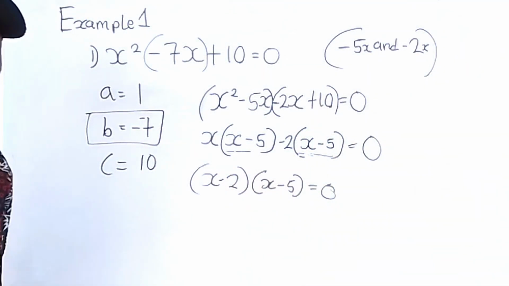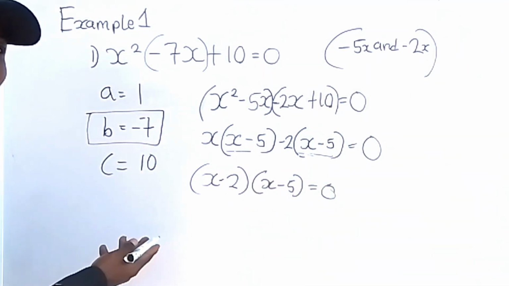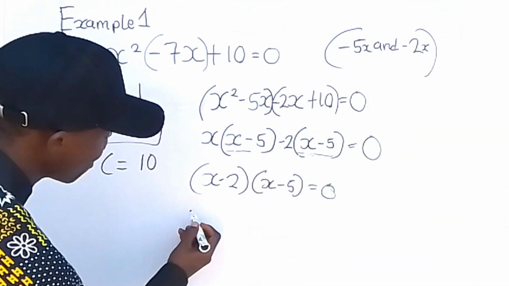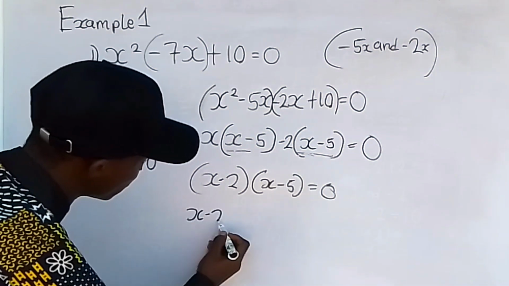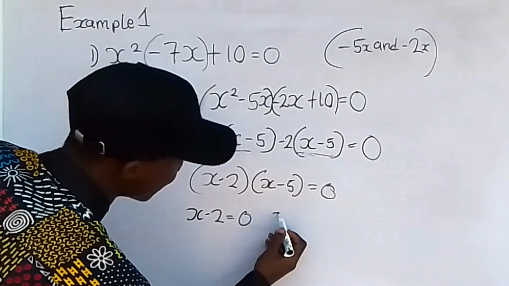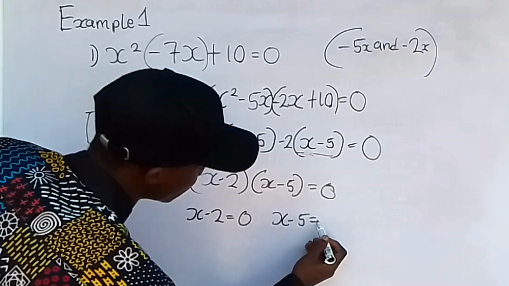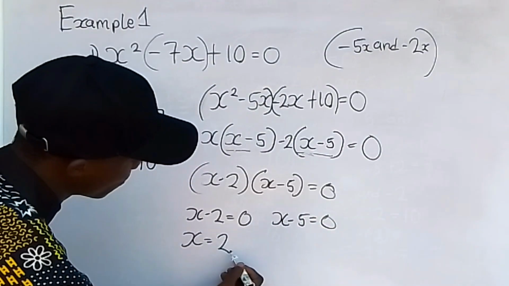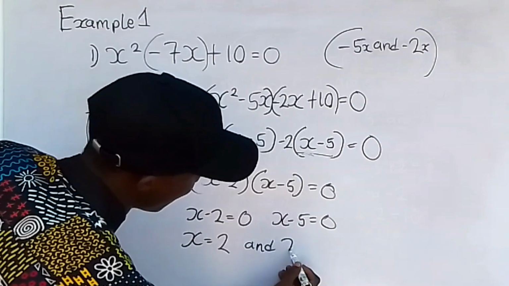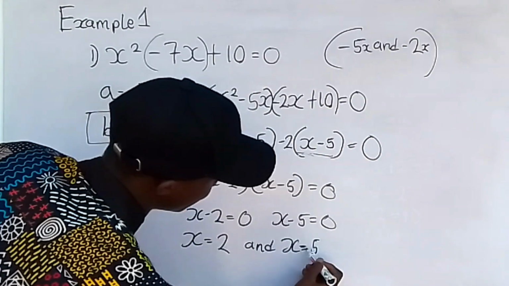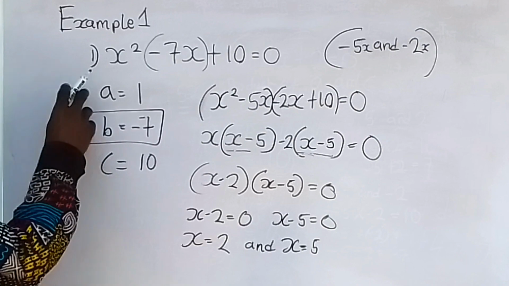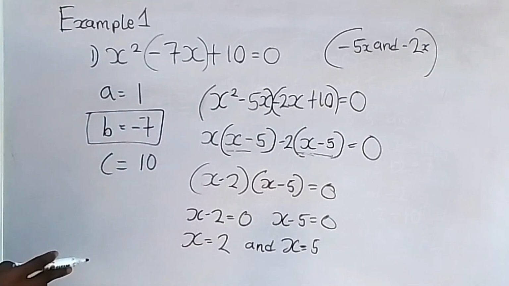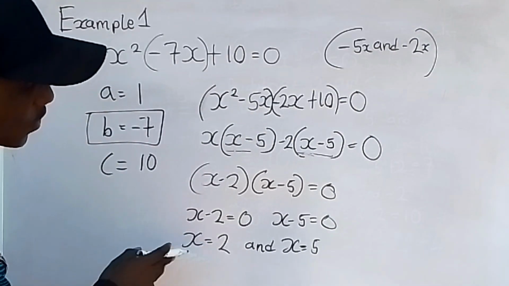Let us look for the zeros of the equation, which is the root of the equation. Don't forget. So in that case, I'm going to have x minus 2 is equals to 0, and x minus 5 is equals to 0. X is equals to 2 and x is equals to 5. So the zeros of the equation x squared minus 7x plus 10 is equals to 0 is 2 and 5.